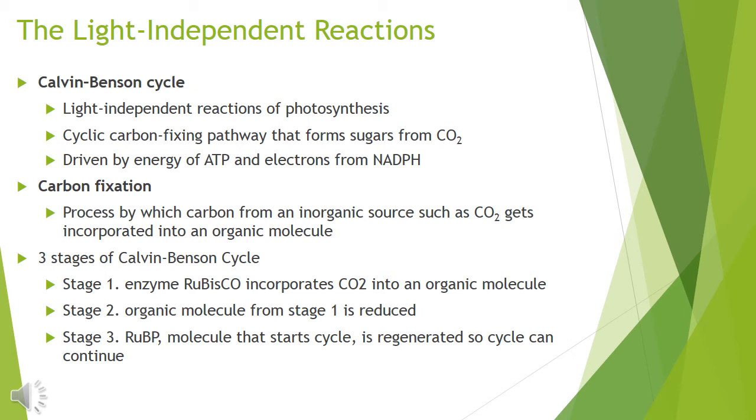Again, these are the light independent reactions of photosynthesis. We're taking the NADPH and the ATP from the dependent phase, moving it into the light independent phase, and we're going to work with a cyclic carbon fixing pathway that will form the sugars from the carbon dioxide. It will be driven by ATP, of course, which is energy, and the electrons that came with the NADPH. During this process, the main thing to know is that it's a carbon fixation process, which means that carbon from an inorganic source, such as carbon dioxide, will get incorporated into an organic molecule. And we'll see how that happens in just a minute.